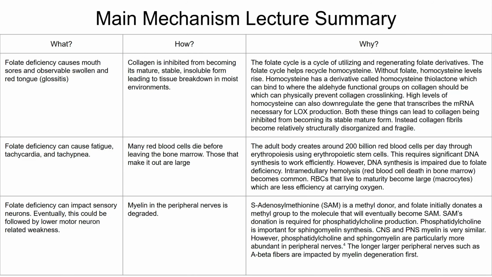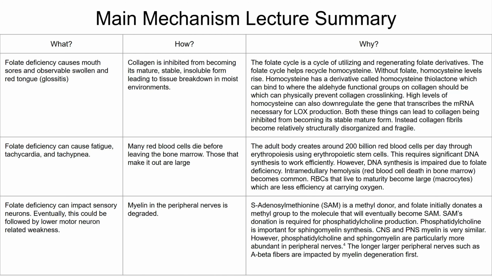The main takeaways as far as the what, why, and how behind the presentation is that the lip and mouth integumentary and oral findings are to be expected as well as vital and neuro signs. The mouth sores and glossitis is due to the collagen inhibition from elevated homocysteine levels. Feel free to read the why on that if you need to, but if you've watched my other videos, you've already heard me say it a million times.